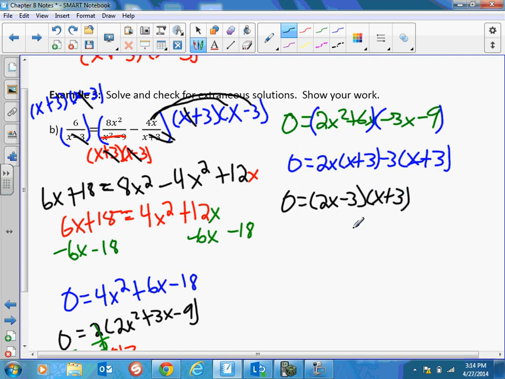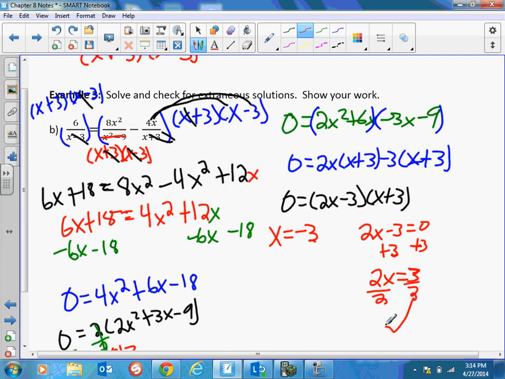So what are our answers? Well, this one's easy to find. This answer is x equals negative 3 as one of our answers. The other one's a little bit tougher to find. We need to set that equal to 0 and solve it. Add 3, divide by 2. And we get 3 halves. So x equals 3 halves. Okay. Now, on this one, those are our two answers. So x equals negative 3 and x equals 3 halves.